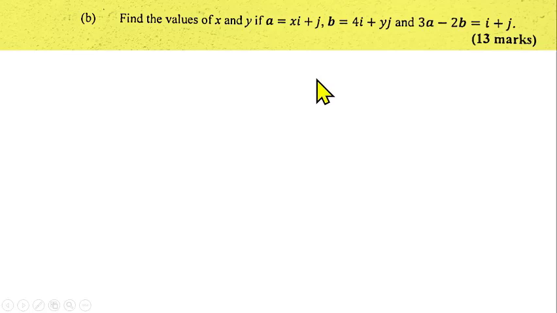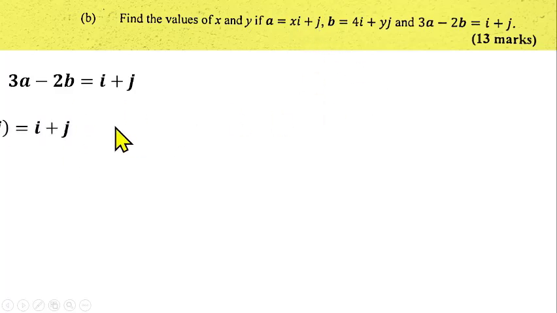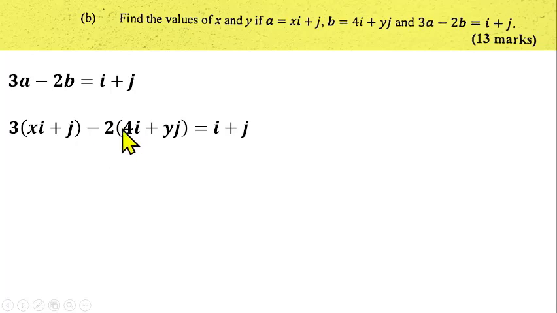We have to find the value of x and y if vector A is equal to xi plus j, vector B is equal to 4i plus 4yj, and 3A minus 2B is equal to i plus j. So how do we simplify this? We are given the vectors A and B, so if you substitute that, you have 3 into 3i plus j minus 2 into vector B, which is 4i plus yj.